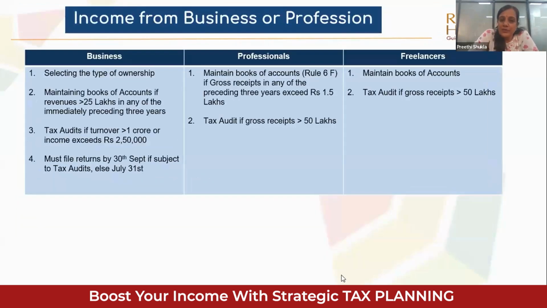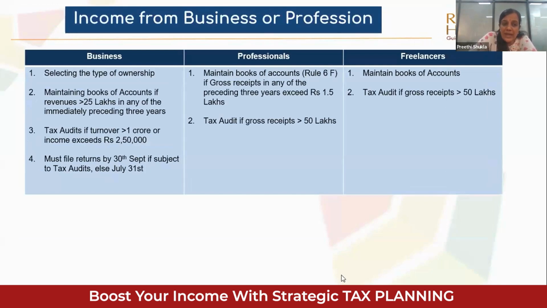Income from business or profession. Many of us have double income. We have a salaried income as well as some business or profession. So we'll first cover the business part. If you have a business, you'll first have to select the type of ownership.